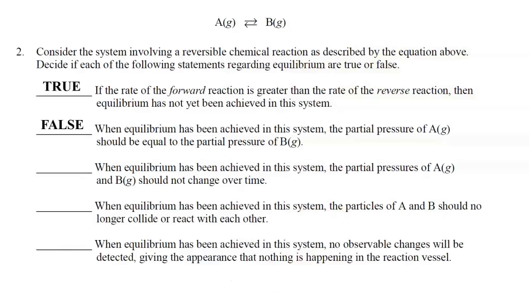The next statement, when equilibrium has been achieved in this system, the partial pressures of A and B should not change over time. Yes, that's true. They're going to remain constant over time.